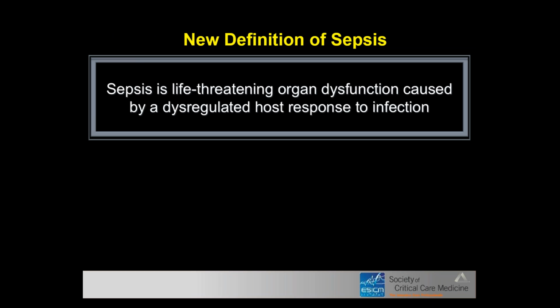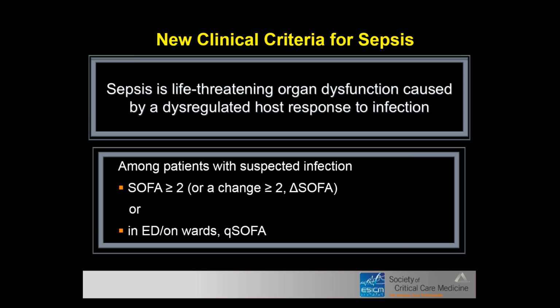So the new definition of sepsis is life-threatening organ dysfunction caused by a dysregulated host response to infection. Among patients with suspected infection, a SOFA score of 2 or more, or a change of 2 or more, which we call delta SOFA, or in the emergency room or on the wards, a qSOFA score of 2 of 3 points, constitute clinical criteria that will identify a great majority of the patients who are highly likely to have sepsis.